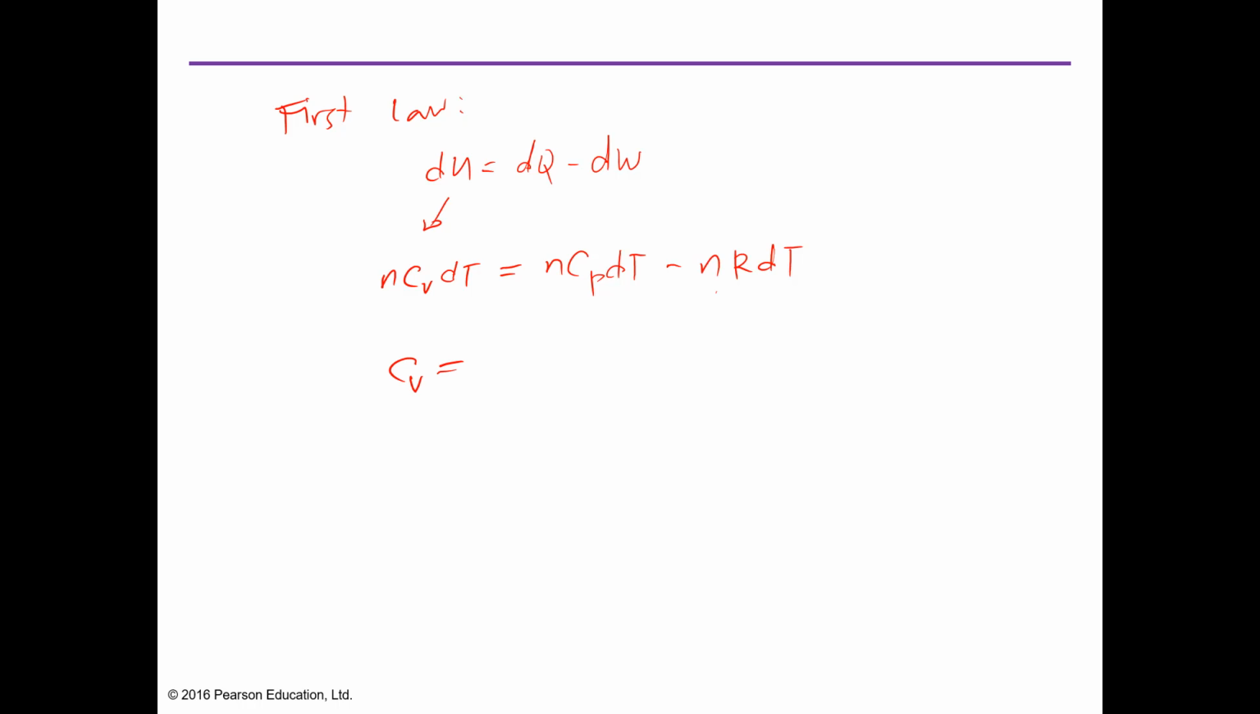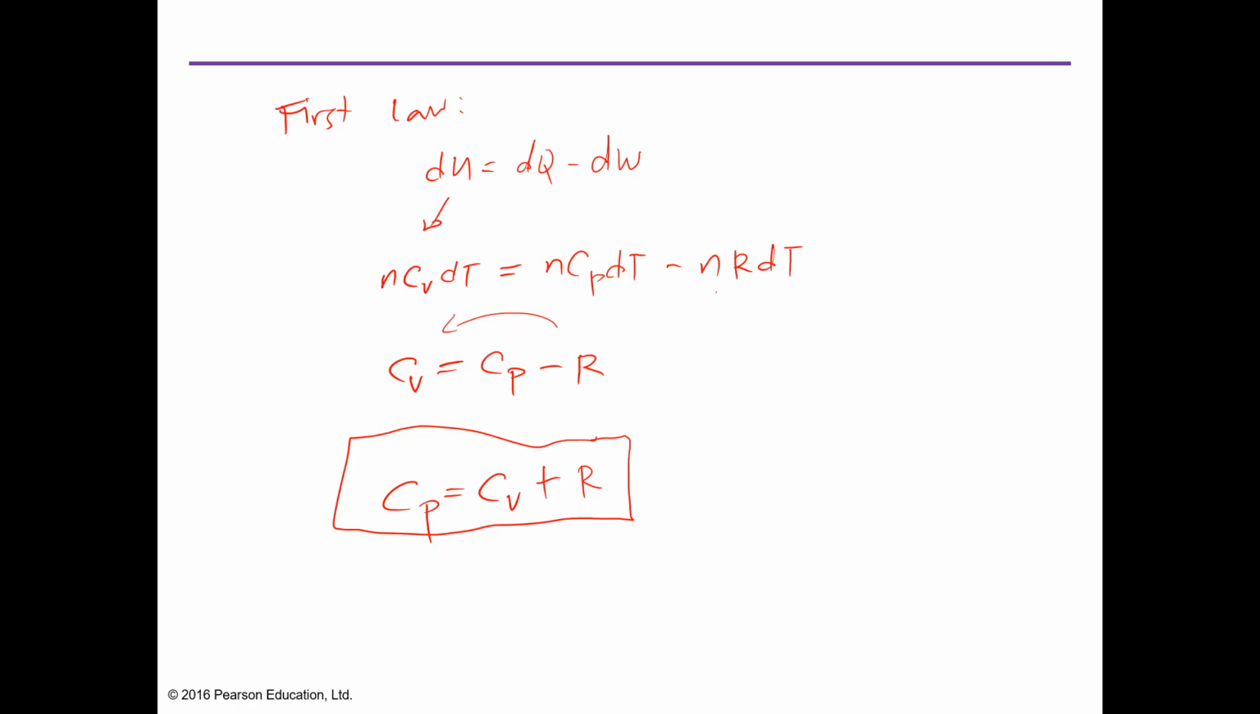The relationship between Cp and Cv is this: Cv is equal to Cp minus R. Transposing the R, we have Cp is equal to Cv plus R. So this is now the relationship between Cp and Cv. So for a monatomic gas, Cv is equal to 3 halves R. Therefore Cp is equal to 3 halves R plus R, which is equal to 5 halves R. So this is for monatomic.